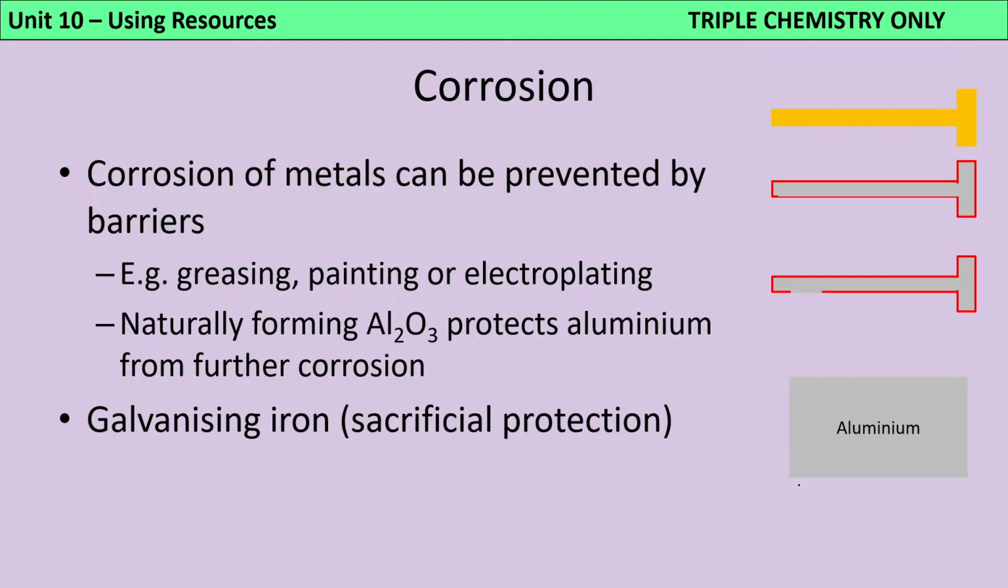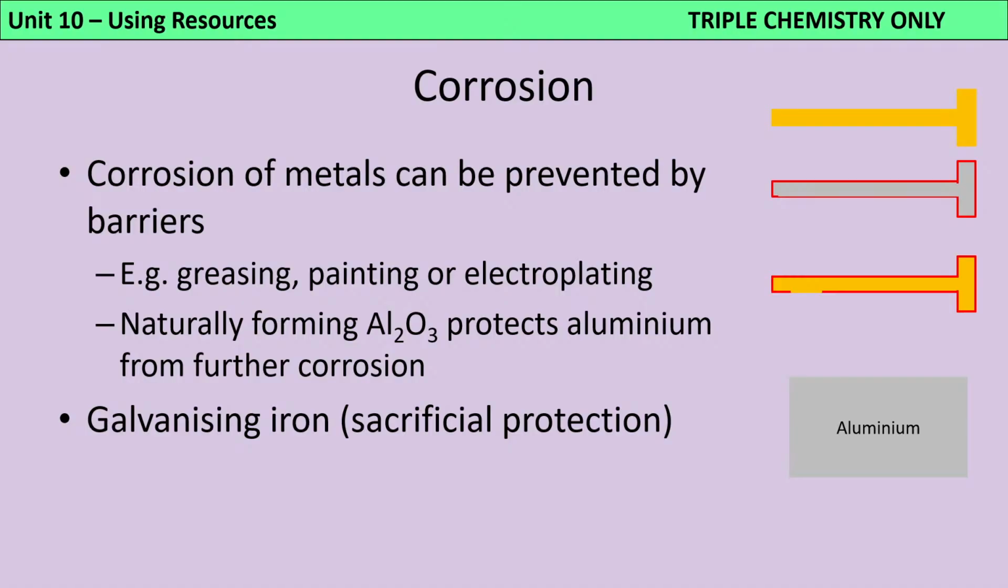So you can see my second nail here, it's got this layer of red paint around it, and therefore it doesn't rust. But the thing with barrier methods is they only work for as long as the barrier remains intact. So if you get a scratch in the paint, like my third nail here, that one can still rust because now the oxygen can get to it.